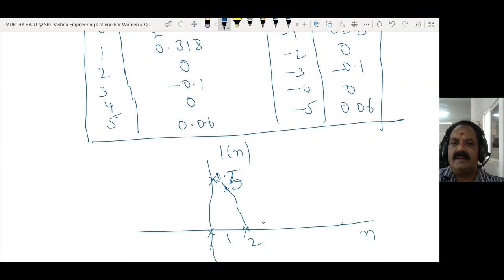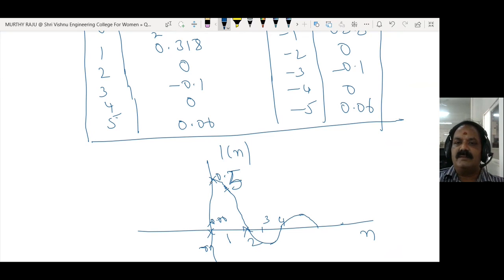For n is equal to 3, the value is minus 0.1. Here the minus sign is there, minus 0.1 at n is equal to 3. For n is equal to 4, the value is 0. For n is equal to 5, here 0.06 is there. For n is equal to 0, like that.